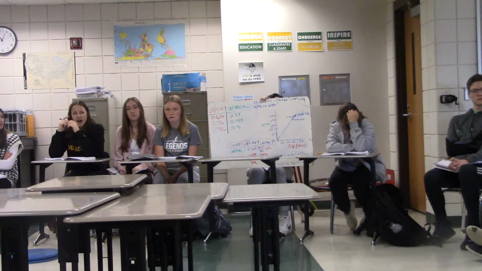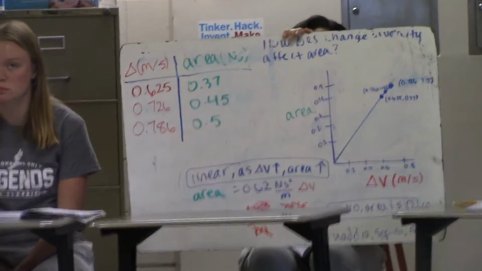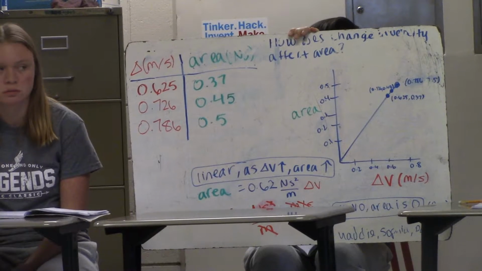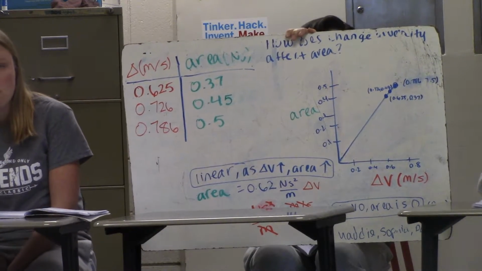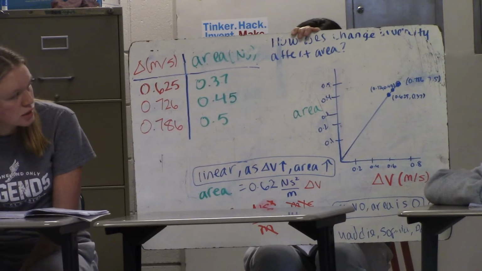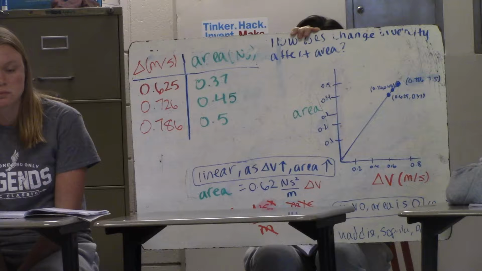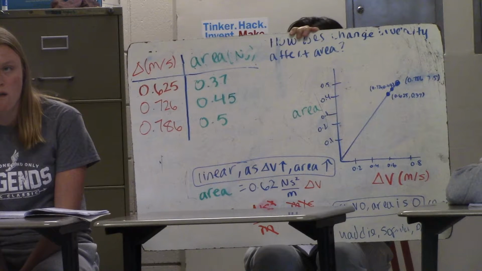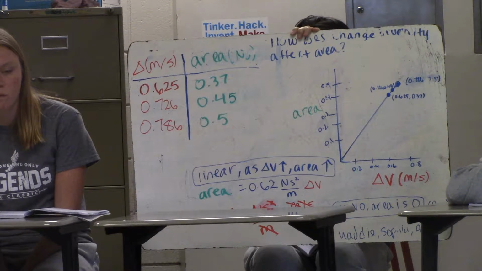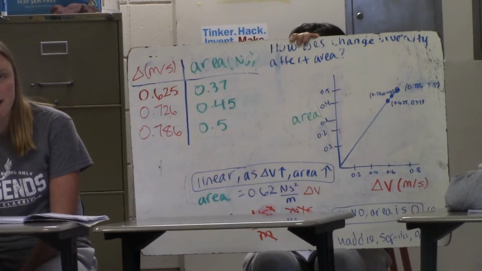So let's start with some basic understandings here. Like, what are the units? Okay. No, the units for each. Sophia, tell us about your units. Area is N times s and velocity is meters per second. So the change in velocity has units of meters per second. And for this force time area, what are the units? N times s. So it's Newton seconds.